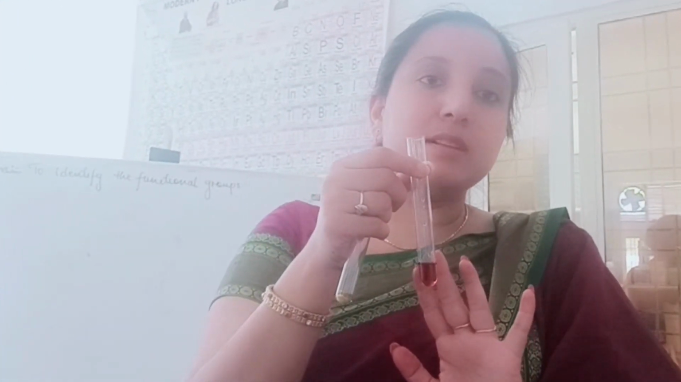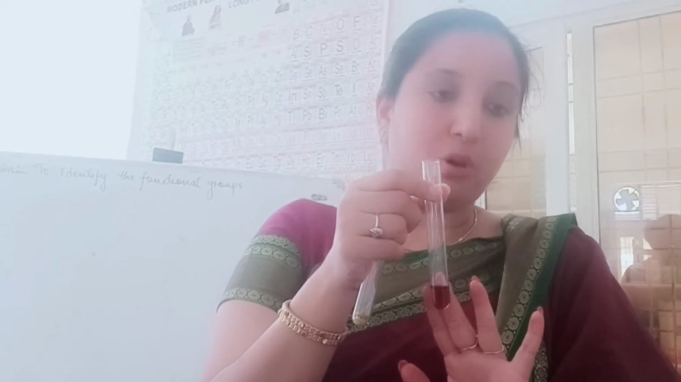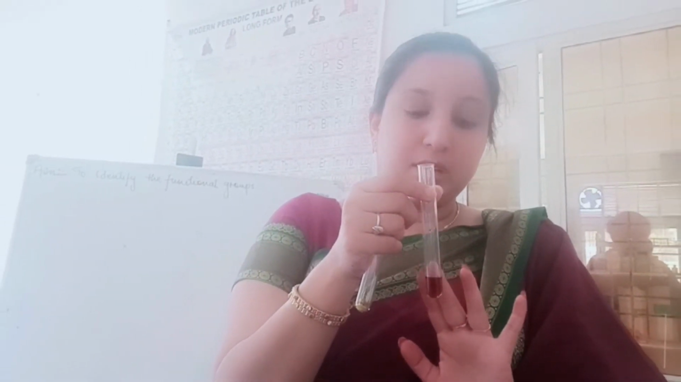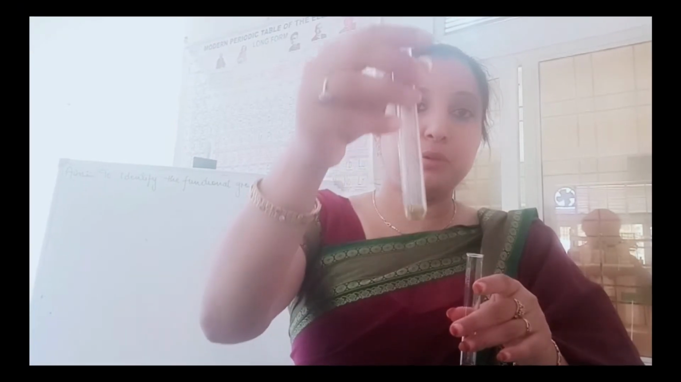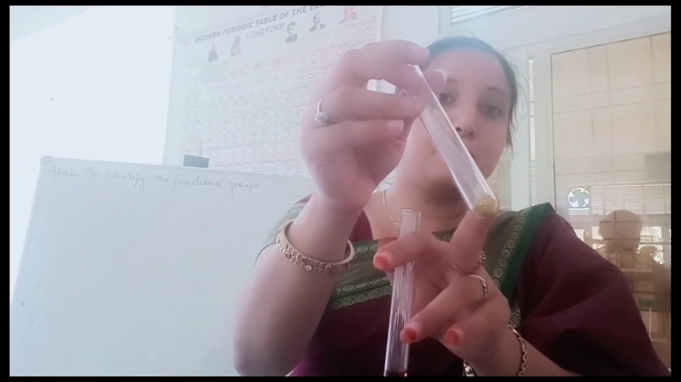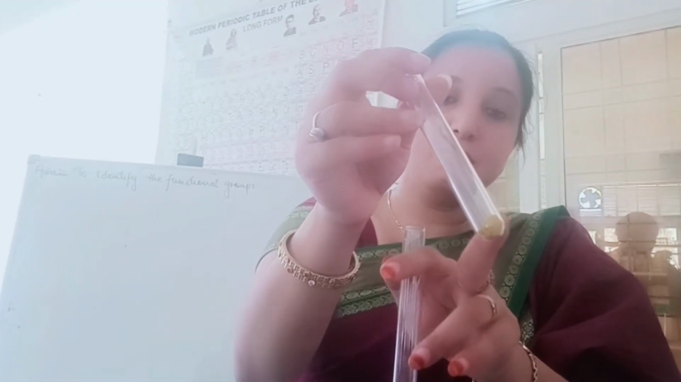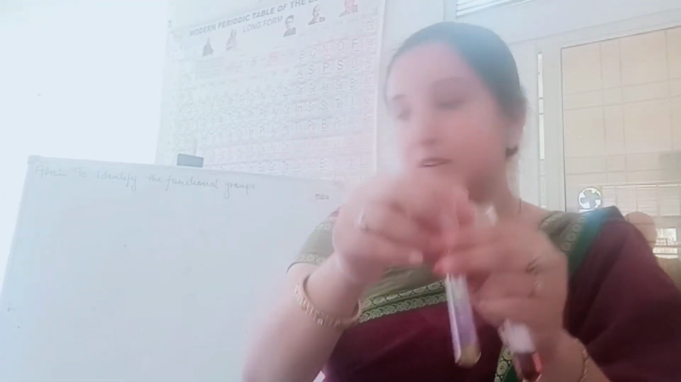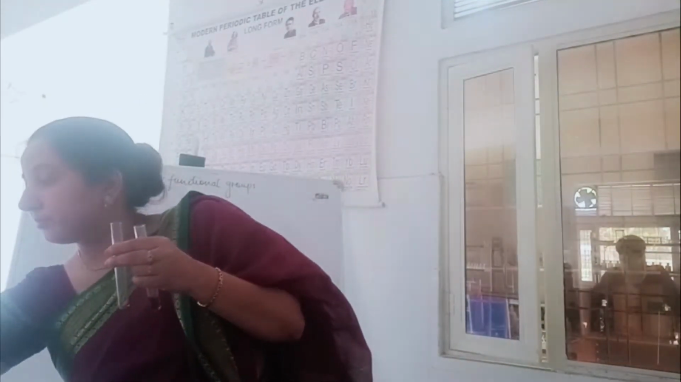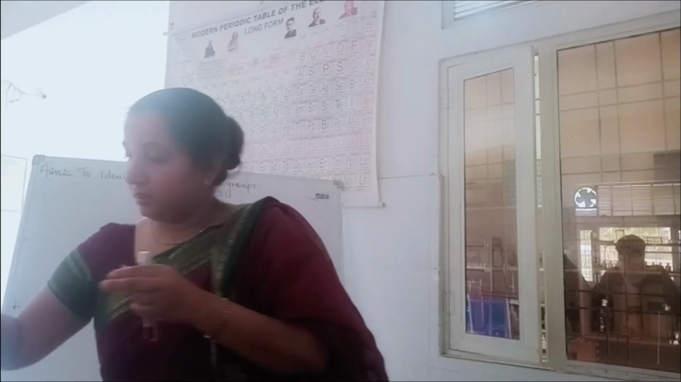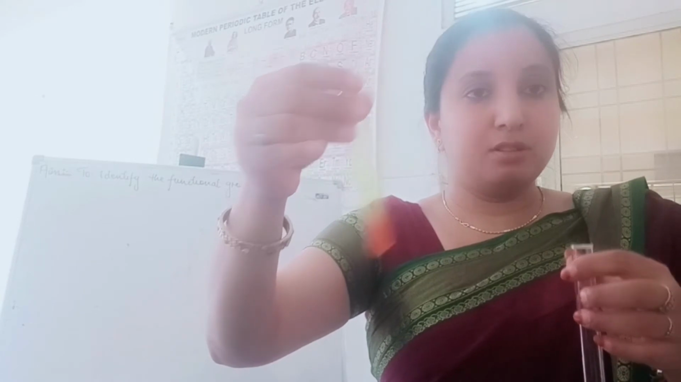The next test which we are going to perform is to detect whether there is the presence of a phenolic group in the given sample. In this sample we are going to add ferric chloride. Now this is the ferric chloride. We need to take the ferric chloride in solution form, so let's make a solution first. I just added water to this, and it has formed the solution.